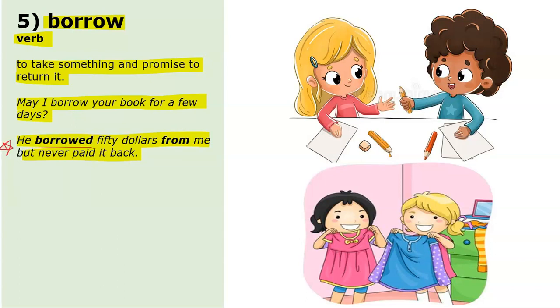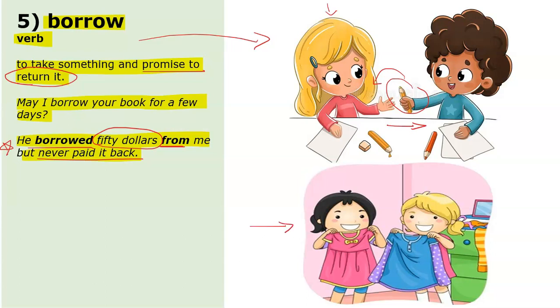If you borrow something, especially if you borrow money from someone, borrow means that you promise to return it. You have to give it back to that person. But in this sentence, they never paid it back. So that's very bad. Here we can see that this girl needs a pencil, so her friend will let her borrow the pencil. So she can use the pencil, and when she's finished, she should give it back to the other girl.